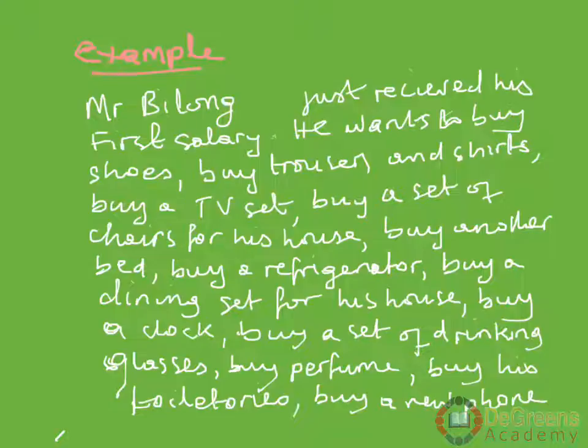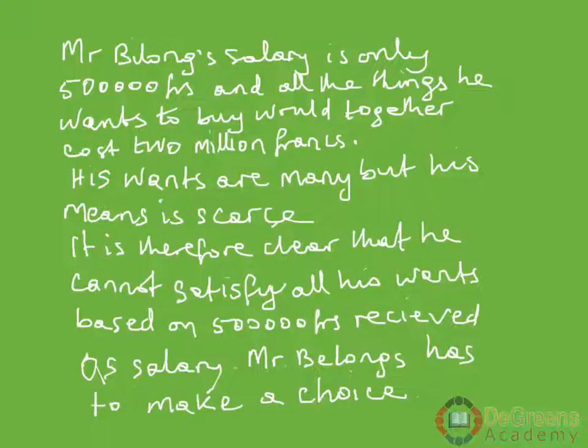So he wants to buy so many things because he needs them. He needs shoes, he needs to buy trousers, shirts, a TV set, a set of chairs for his house, another bed, a refrigerator, a dining set for his house, a clock, drinking glasses, perfume, toiletries, and all those types of things. A new phone, because he wants to look new. But his salary comes only up to 500,000 francs.